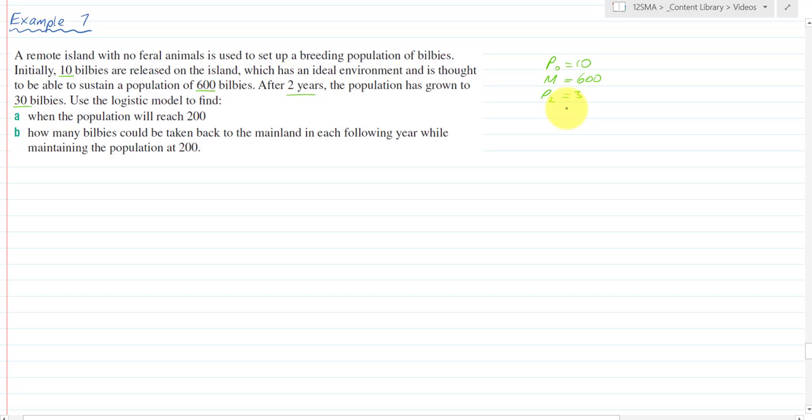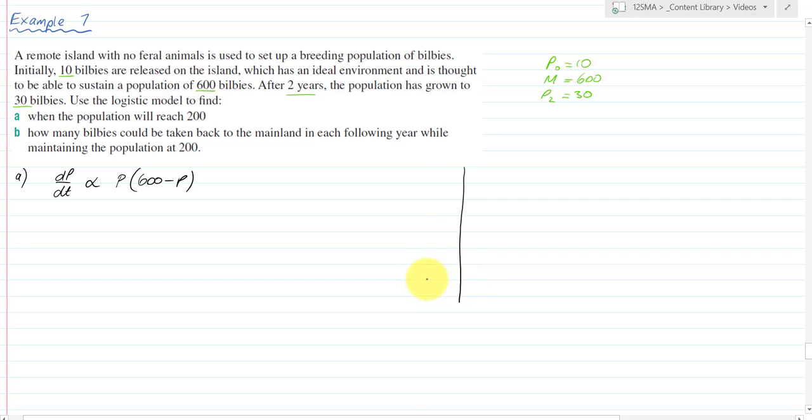Use the logistic model to find when the population will reach 200, and how many bilbies could be taken back to the mainland each following year while maintaining the population at 200. So, part A, first of all. We've got a couple of known values, that should say 30, not 3, and we've also got our m value. So you might recall that dP/dt is proportional to the population times 600, or m, minus the population, the gap from above and below.